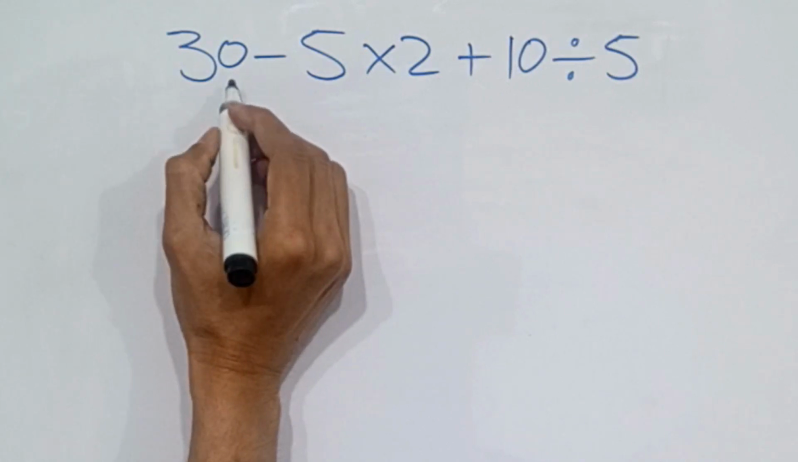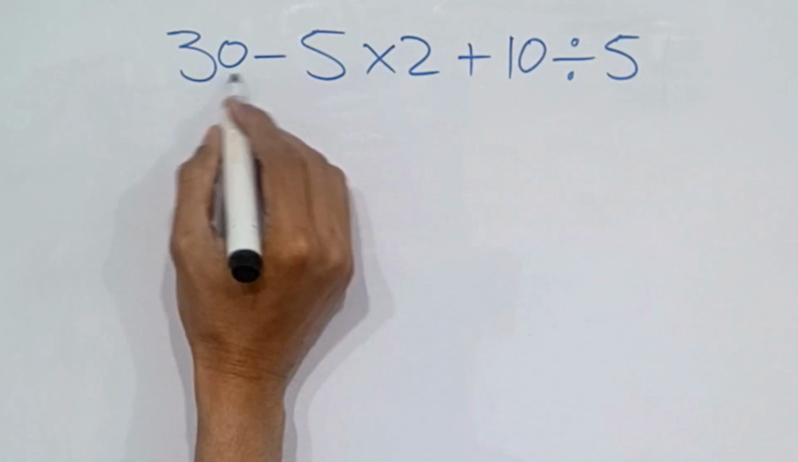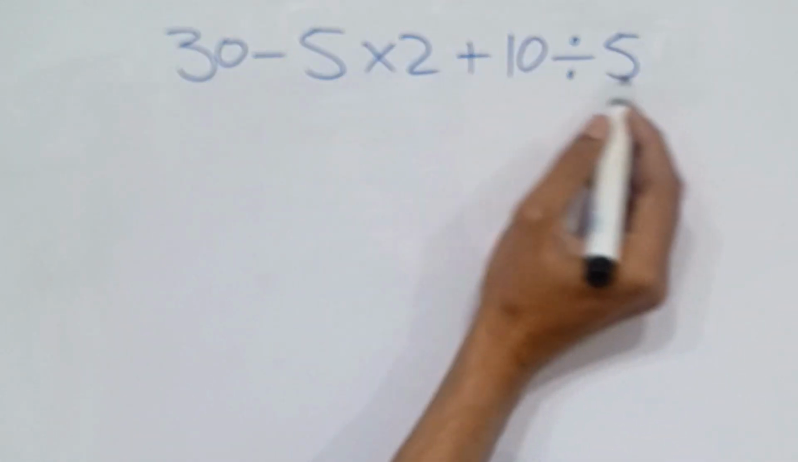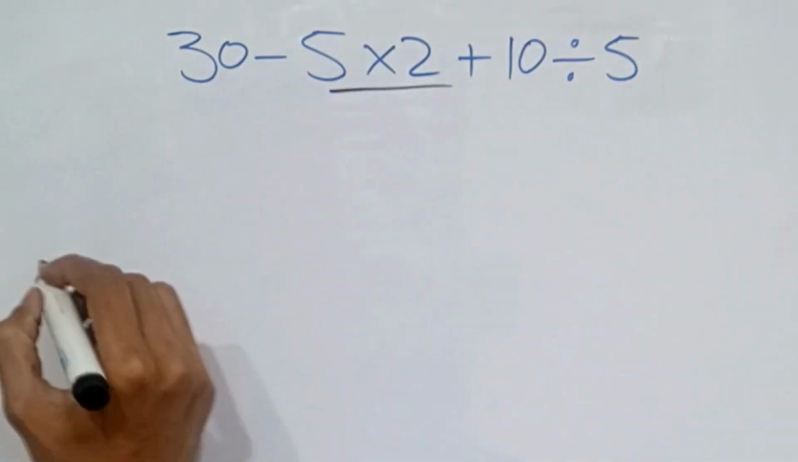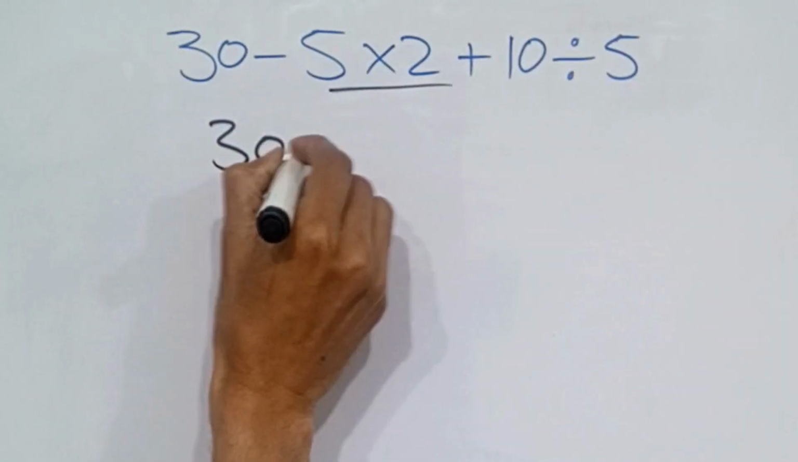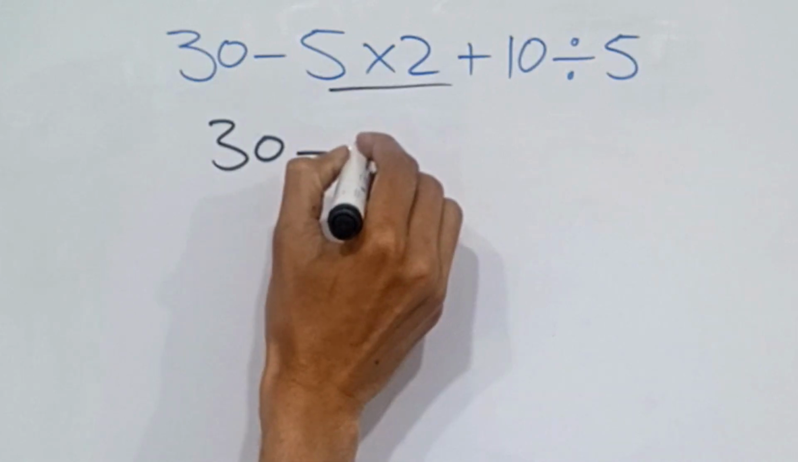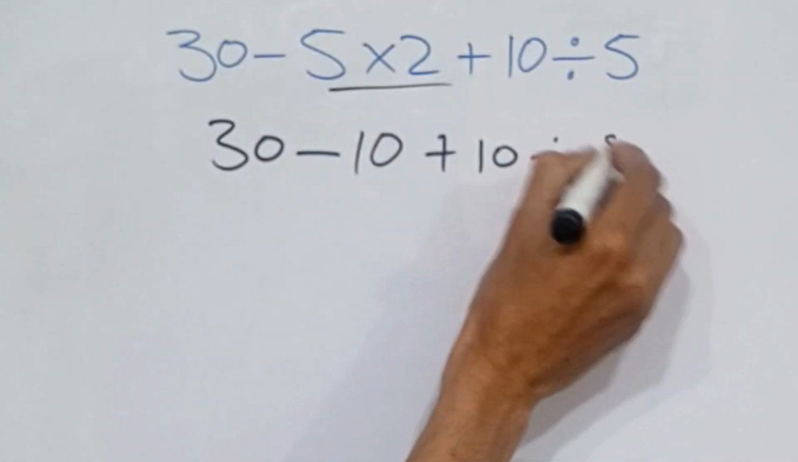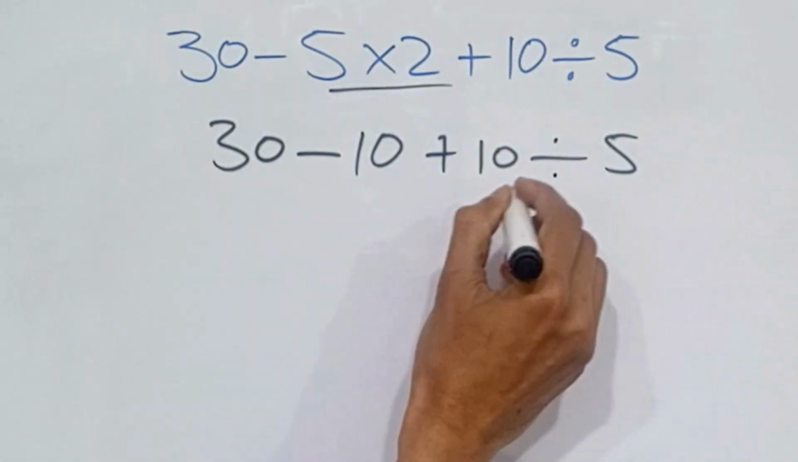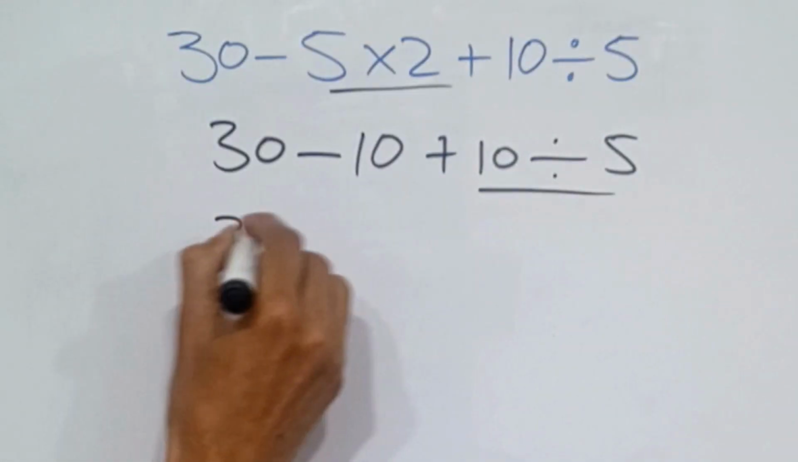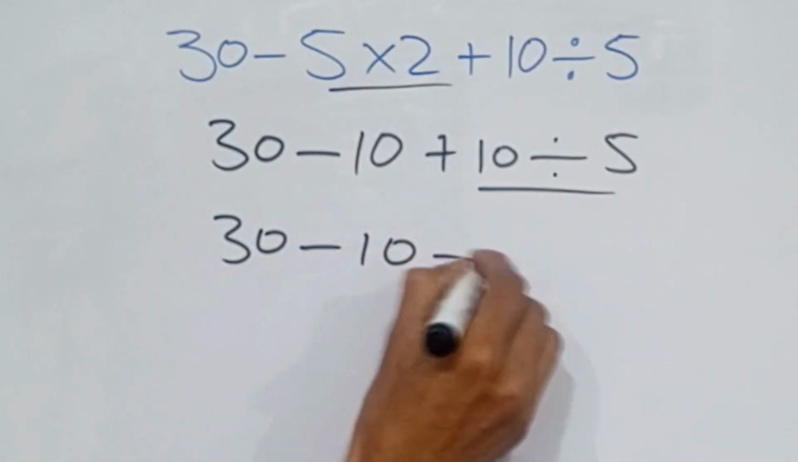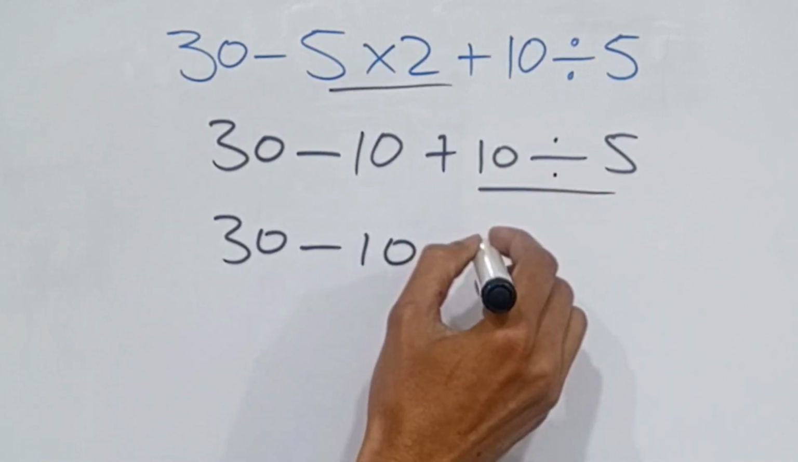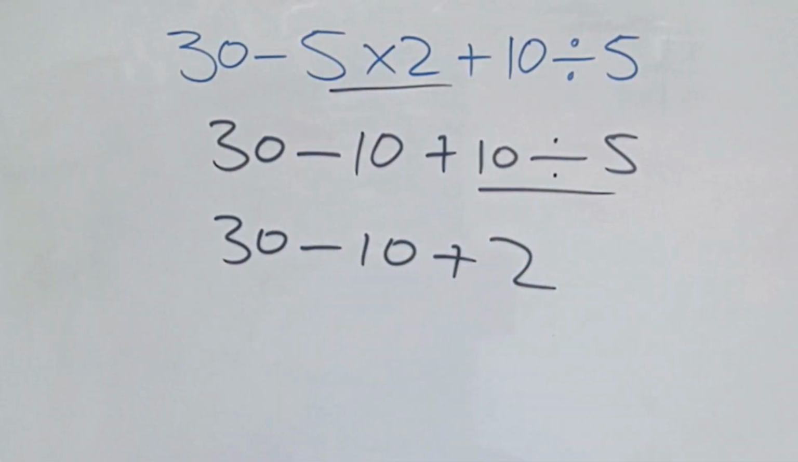So now let's solve it correctly. 30 minus 5 times 2 plus 10 divided by 5. Multiply first. So 30 minus 5 times 2 equals 10, plus 10 divided by 5. Now divide first, right? 30 minus 10 plus 10 divided by 5 equals 2.